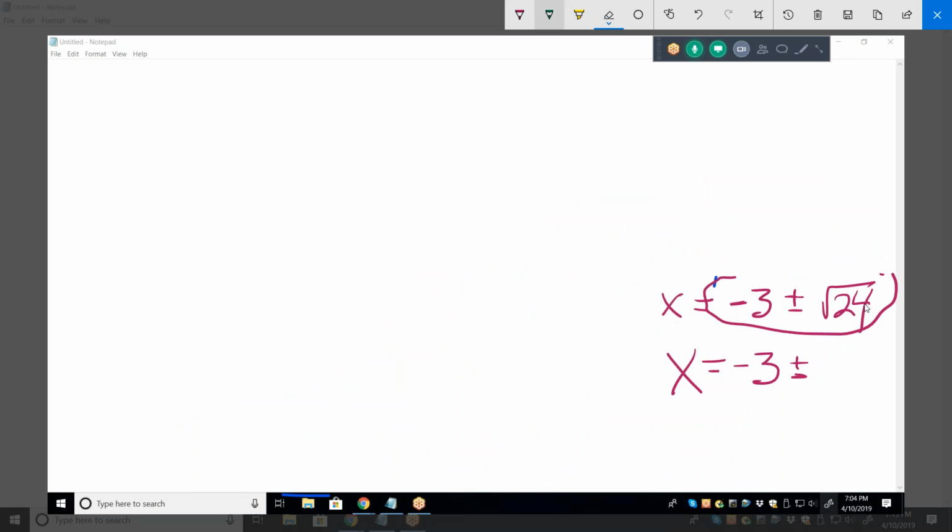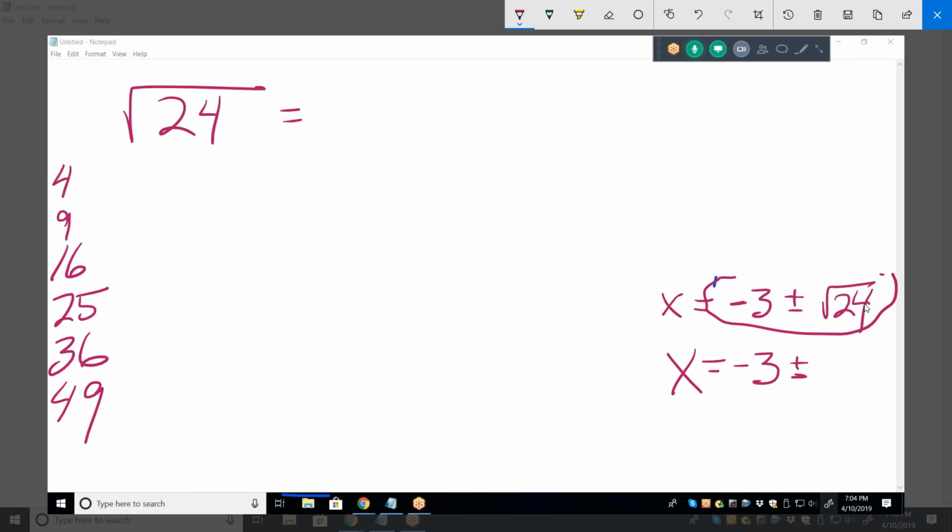When you have a number in a radical, your goal is to find factors of that number where one of those factors is a perfect square number. Over here on the left, I'm going to write the perfect square numbers. You can see that's 2 squared, 3 squared, 4 squared, and so forth. Okay? So, can you factor 24 where one of the factors is a perfect square number?